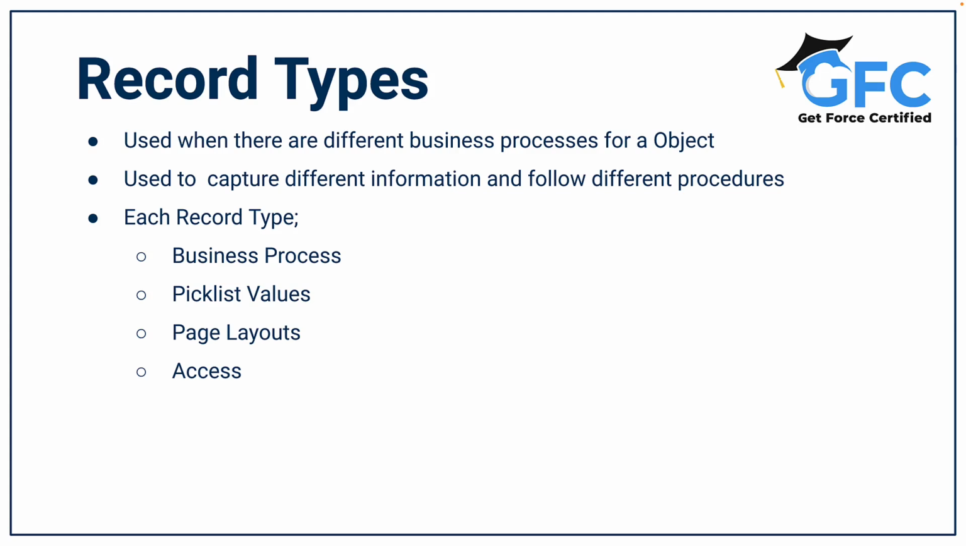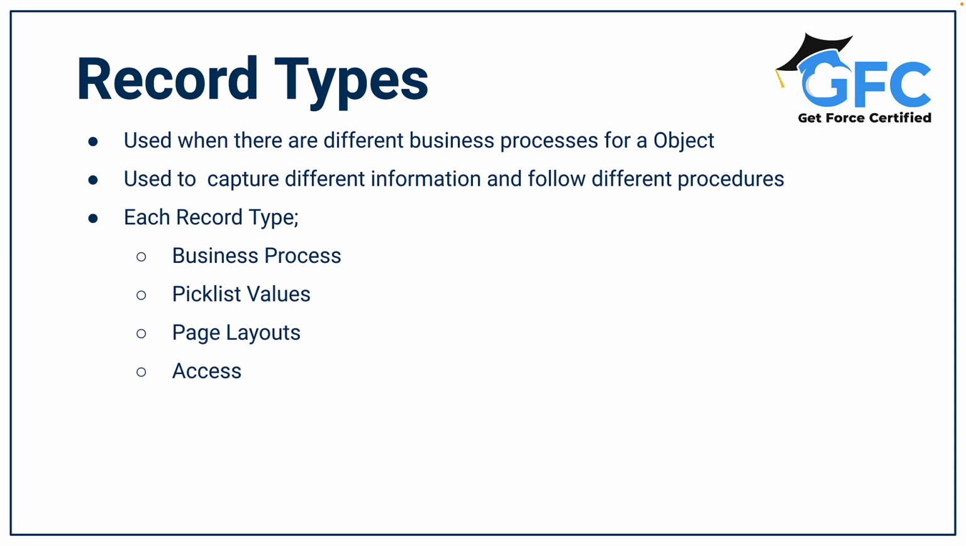So what are record types and why are they used? Well, record types are used when there's different business processes for an object. For example, if we sell to both the public and trade customers, we may want to capture different information and follow a different sales process for each type of sale. Record types allow us to do that. They allow us to follow separate business processes for each sale.